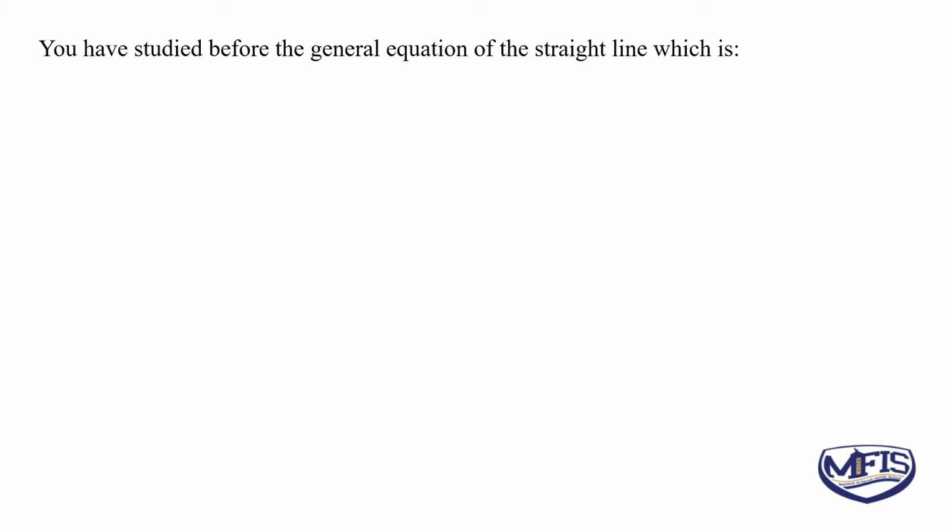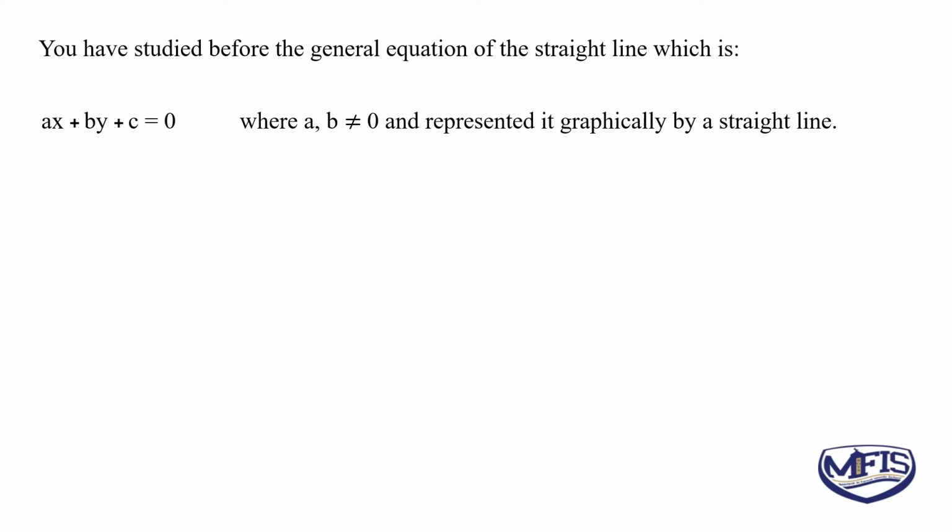You have studied before the general equation of the straight line, which is ax plus by plus c equals 0, where a and b are not equal to 0, represented graphically by a straight line. So if we have a relation between x and y of the first degree in the form ax plus by plus c equals 0, this is called the general form of the equation of the straight line.